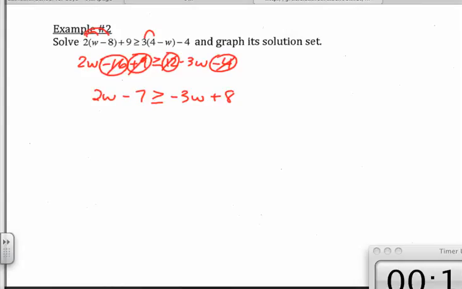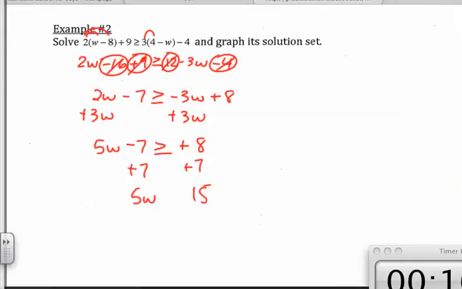Now I'm working with both sides. And the thing I'm going to do first is get the variables together. I'm going to add 3w to both sides. Do I need to flip the sign? No, because I didn't multiply or divide by a negative. I just added 3w. Now I'm going to add 7 to both sides. And I'm going to get 5w, and I'm going to get 15. Do I need to flip the inequality? No, because I just added 7.